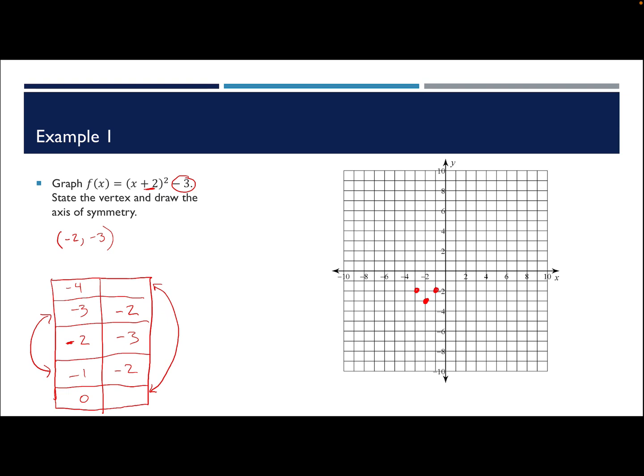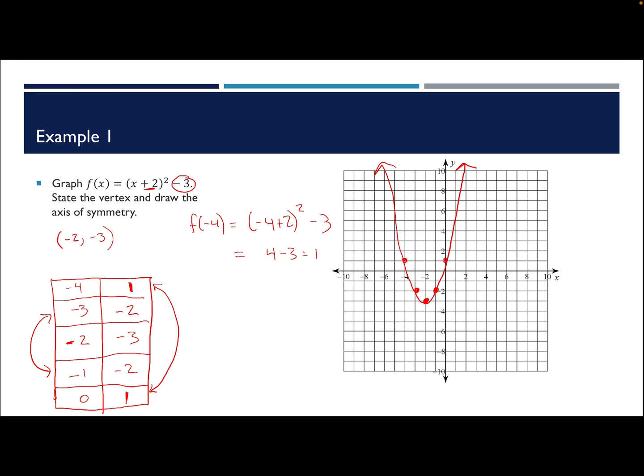And then with -4, we can say f of -4 is -4 plus 2 squared minus 3, which is 4 minus 3, which equals 1. So -4 is going to produce a y value of 1. And because of symmetry, 0 is also going to produce a value of 1. So we have the points (-4, 1) and (0, 1).